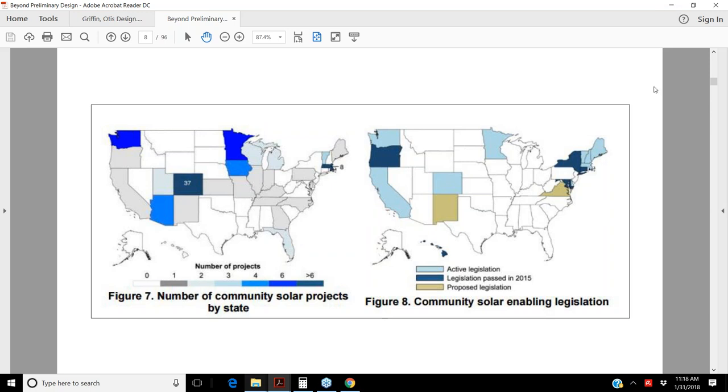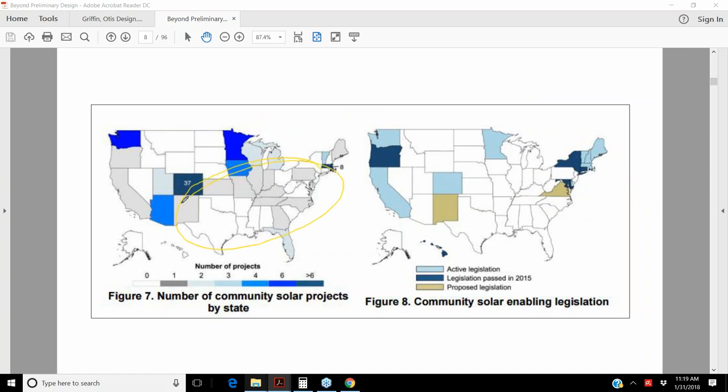And so the point of the matter is you don't have to have a legal framework in place to develop a community solar program, but many states do. Minnesota has a lot of community solar projects, and they have active legislation for community solar. New York is the same way. Their legislation is a little bit newer. And so we do have this combination of states that support community solar legislation, that drive community solar projects.